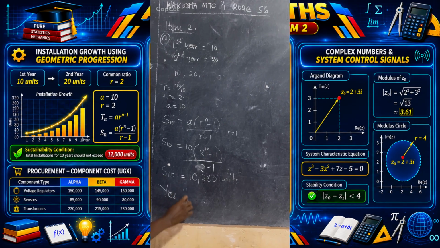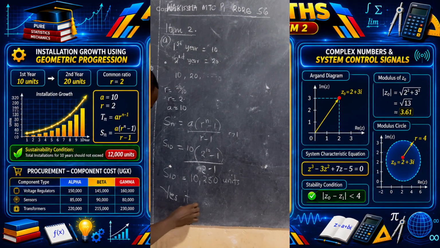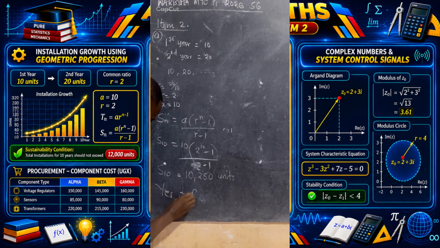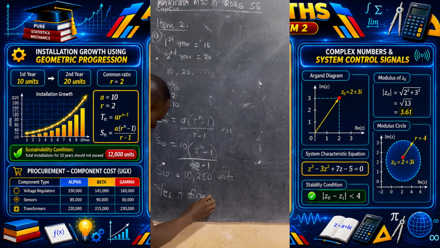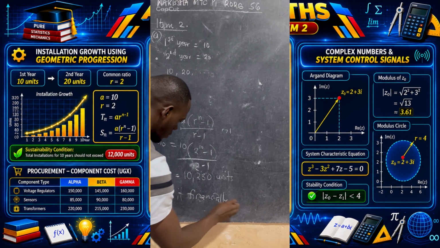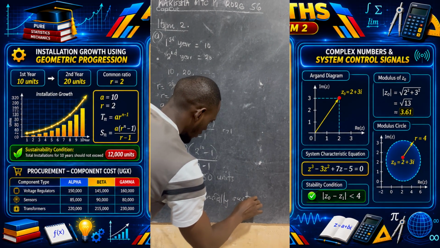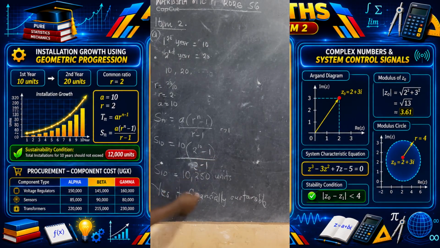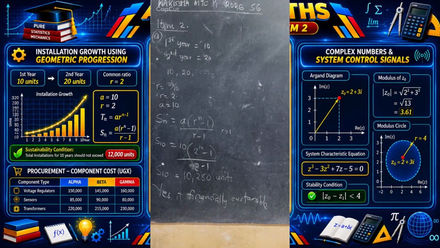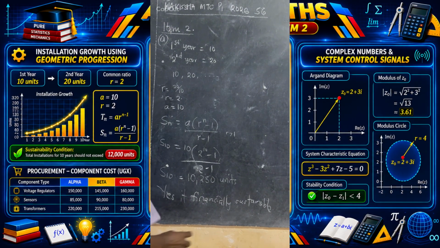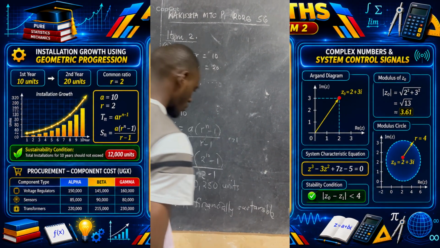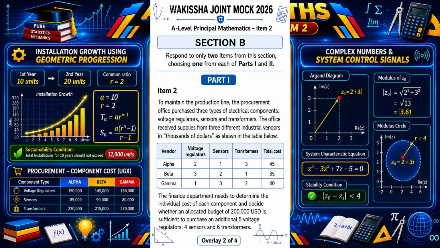A conclusion is a must. It is financially sustainable. You give a reason. The reason is simply because the number of units after 10 years will be less than the one that was given, which was 12,000 units. Then we proceed to other paragraphs.